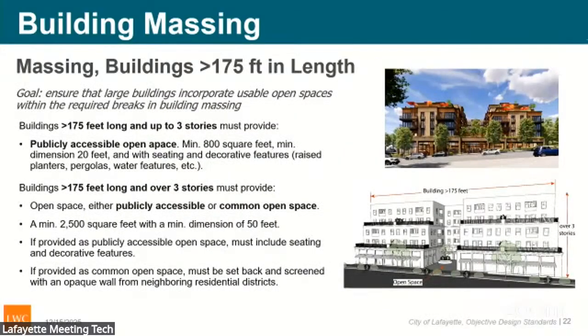For buildings over 175 feet in length, again, we looked at existing, new and proposed projects, and we looked at the sites, and we looked at the rights of way that they face, and modified the standards as needed. And then we worked in requirements for open space, either publicly accessible or common open space, and worked out the required dimensions so that the requirements would be feasible, would be workable, and would still be flexible enough to allow creativity on the part of the applicant and designer.